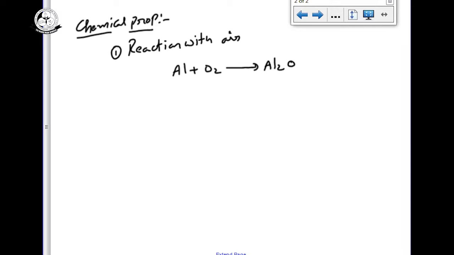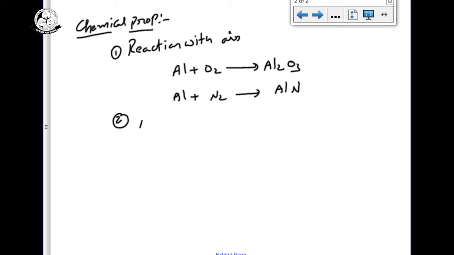First one is reaction with air. In general properties, we already completed the reaction with air for boron and aluminium. Boron reacts with oxygen to form the corresponding oxide, and with nitrogen to form the corresponding nitride. Similarly, aluminium reacts with oxygen to form the oxide Al2O3. Air contains mostly nitrogen and oxygen, so aluminium reacts with nitrogen to form aluminium nitride, AlN.